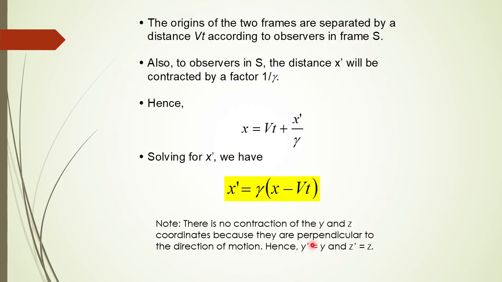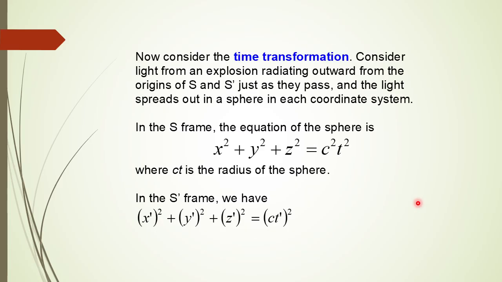For the y direction, since nothing is changing, there's no velocity in the y direction, and the z direction, they will just remain the same as per normal. But to take into account simultaneity, then we have to also transform the time coordinate, and this one's a little bit more difficult.